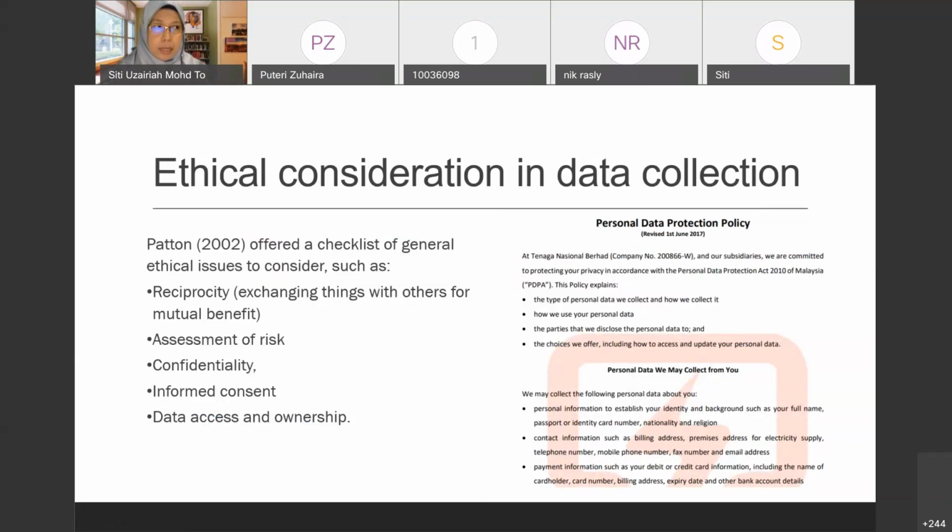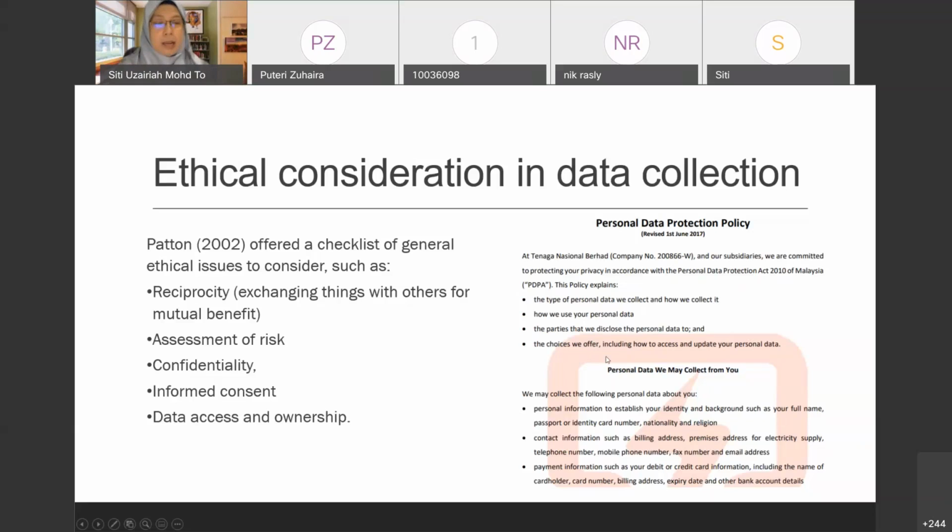You need to make sure, for example, if I call TNB to report on something and then the tele call said this complaint has been recorded for training purposes, for example. So that is kind of informed consent. You need to make sure people click and agree that the data they give will be used. And then the data access and ownership, this has actually been discussed in the data cycle phase.